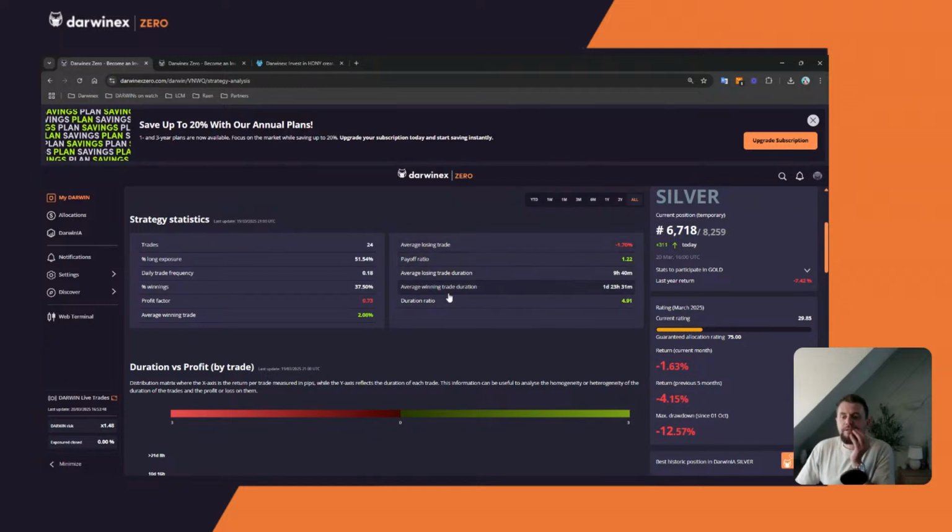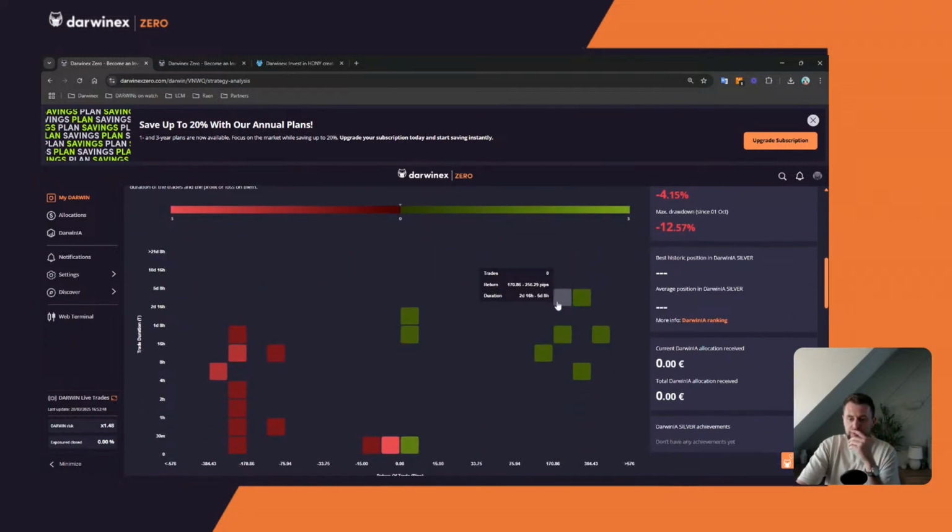Now, your average losing trade duration is 9 hours and 40 minutes, and your average winning trade duration is almost 4 times that, 1 day, 23 hours and 31 minutes. So your winners are 4.91 times the average length of your losing trades.